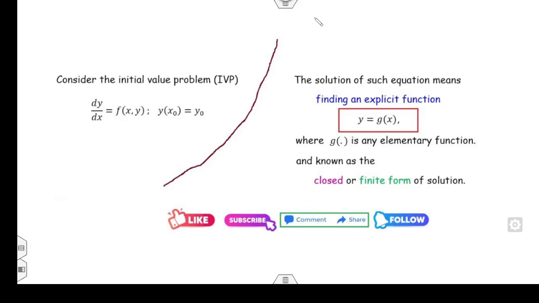We already discussed that you can utilize the homogeneous method, the variable separable method, linear differential equations, the Bernoulli equation, exact differential equations, and many more methods to find the implicit function y is equal to g(x).